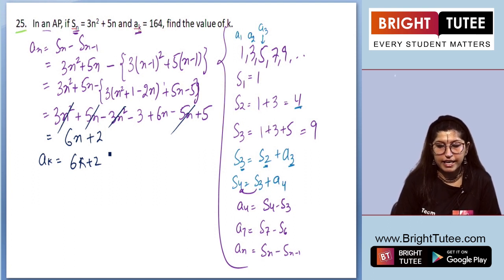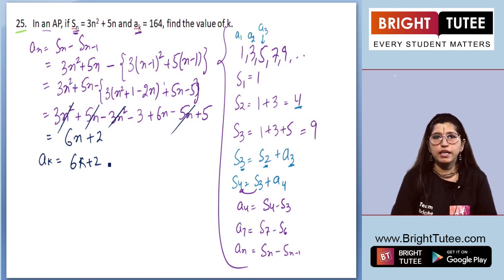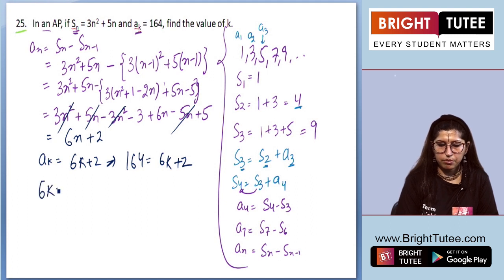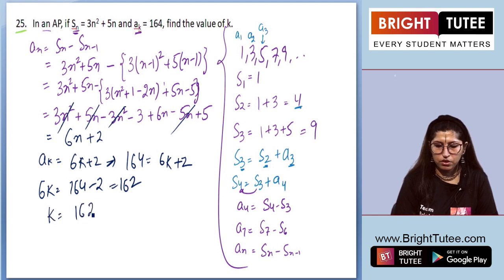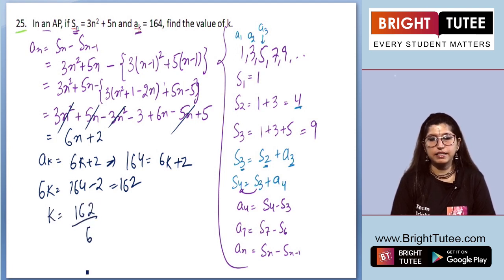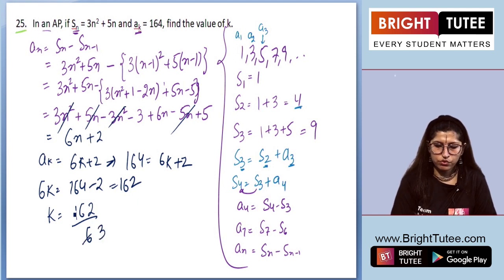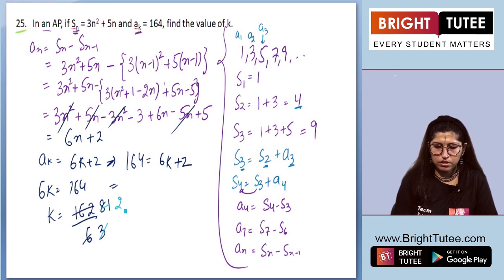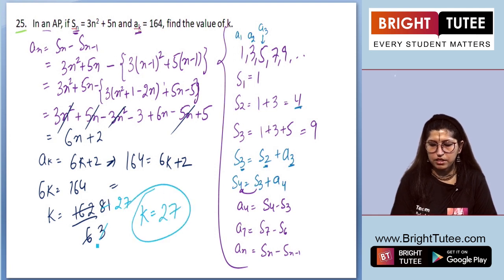So it's given that Ak is 164. That's why we took this one. Now 164 equals 6k plus 2. So the next step will be 6k equals 164 minus 2, which is 162. Now what will be k with us? 162 by 6. We can cancel that out. 2, 3, 6, 2 8s are 16, 2 1s are 2. And if we cancel this out, we get 3, 3 2s are 6, 3 7s are 21. So we'll be getting k as 27.